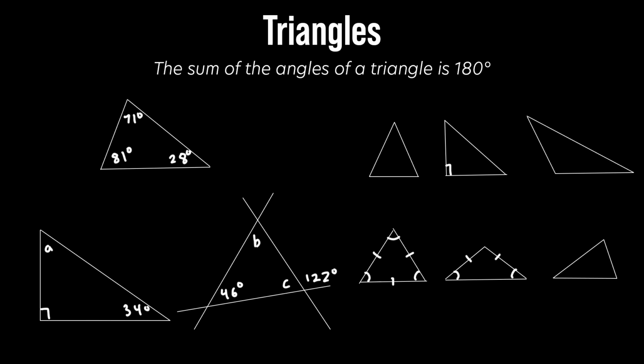Today we're going to learn about triangles. The sum of the angles of a triangle is 180 degrees. A triangle is a type of polygon. Polygons, if you remember, are figures that are created by line segments connected at their ends.